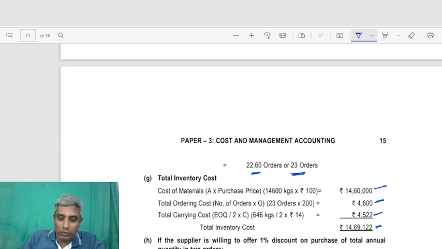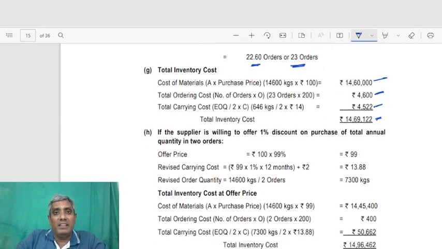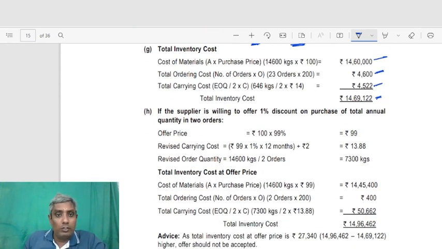At EOQ. Now, when the supplier is giving discount, what is the total inventory cost? So 1% discount, the price will be 99. And when you calculate carrying cost, it is 99 into 1%. So carrying cost is directly proportional to your purchase cost. So this is what the element is. And your revised order quantity is 7,300 kgs because you have to order 2 times in a year. Now this is the cost element. These are all very simple calculations. You know this. Great, students.